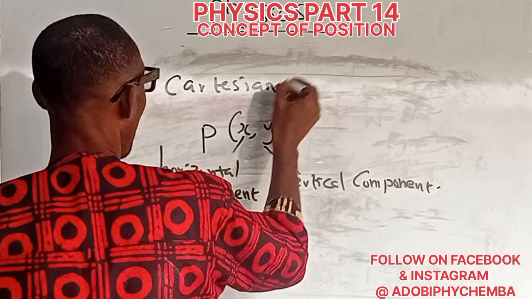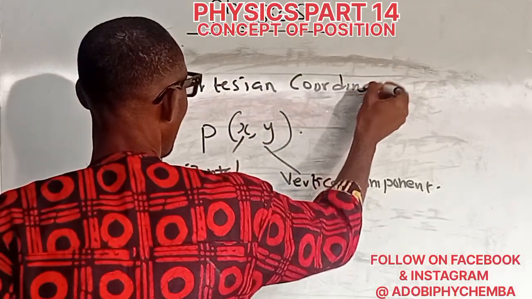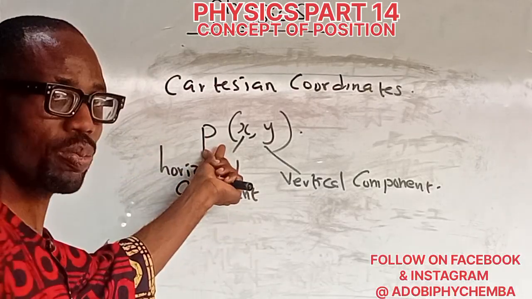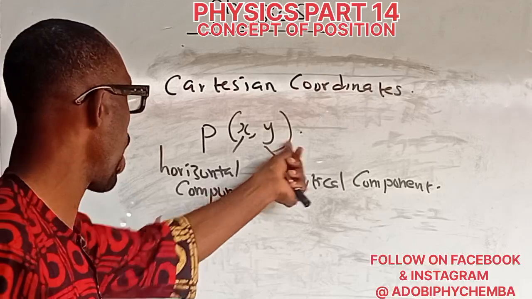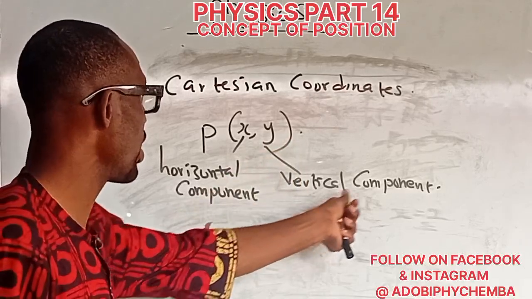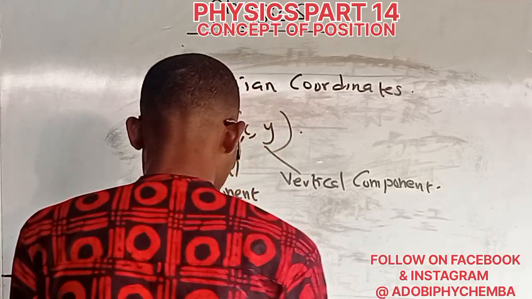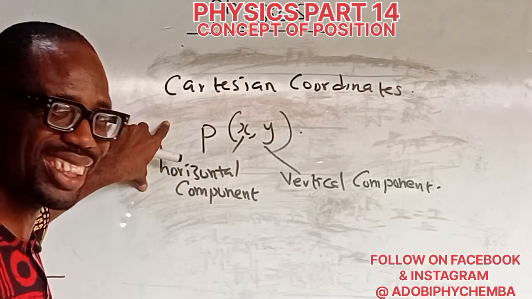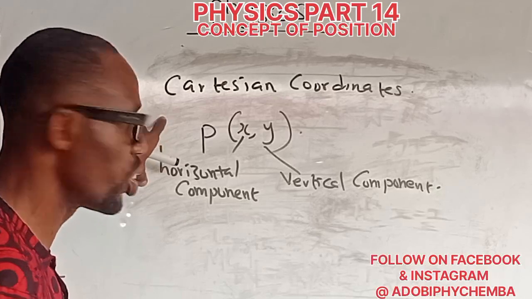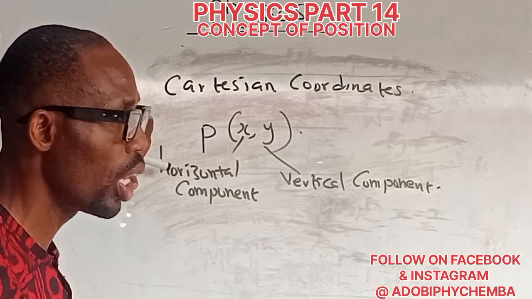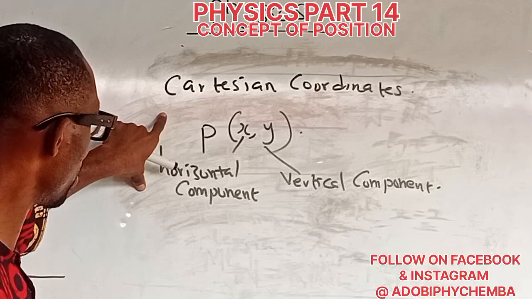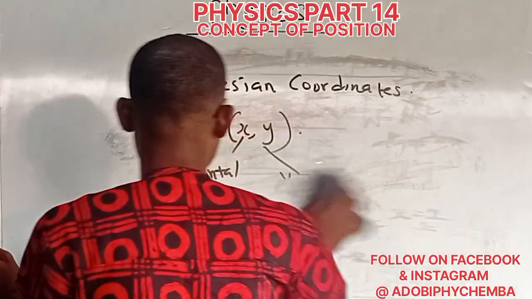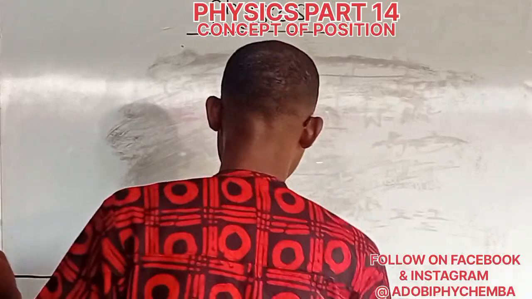So the position of an object in a Cartesian coordinate can be described as P into bracket x and y, where x is the horizontal component and y is the vertical component. Take this diagram for example. To obtain the distance between 2 points, we are going to get the distance from geometry using Pythagoras theorem.